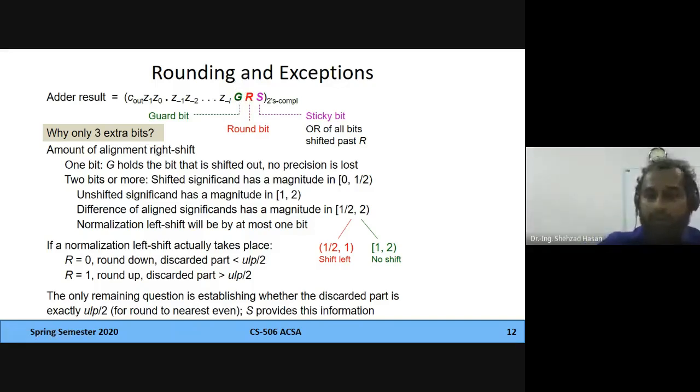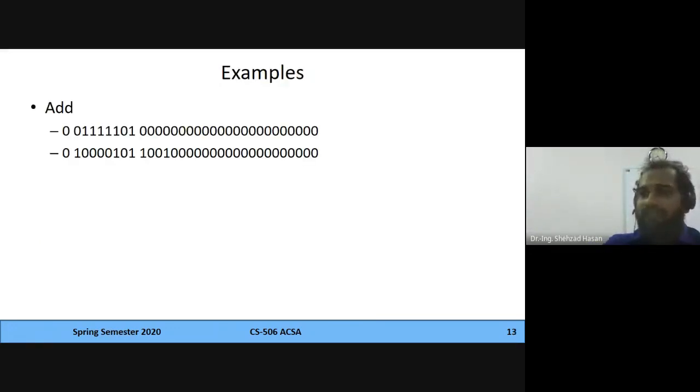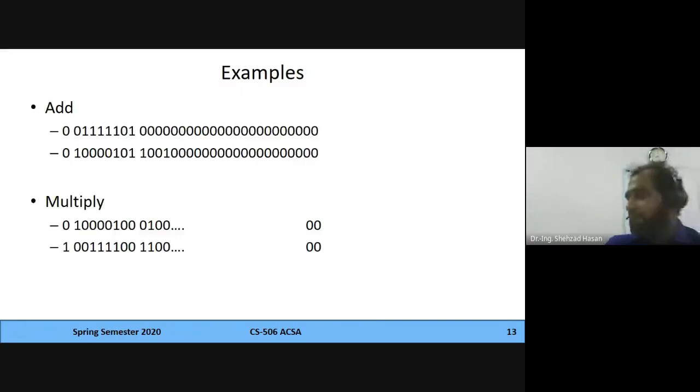You can do some exercises as well to find this out. I leave this as an assignment for you, because let's go on with our new topic. We can add two numbers. I leave these two as an exercise; I'm going to give them as an assignment to you. You have to add these two numbers and multiply these two numbers. These are 32-bit floating point numbers, and this is the sign bit, the exponent bits, and the significand bits.